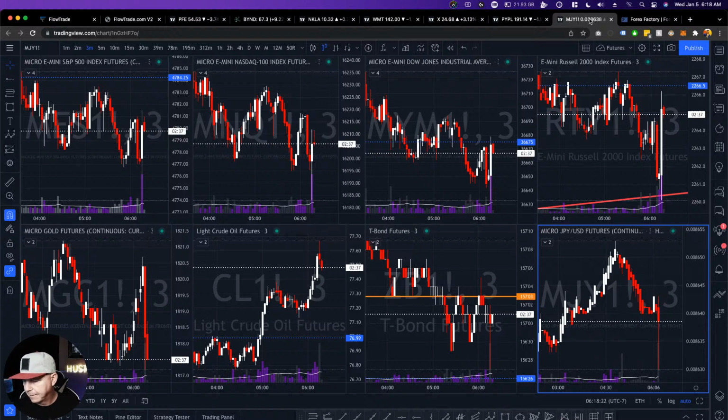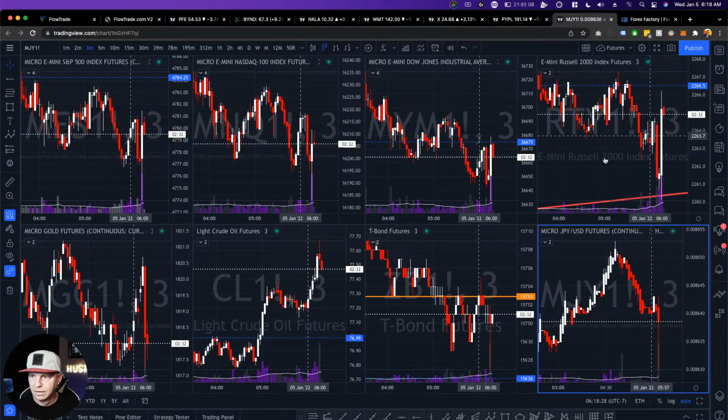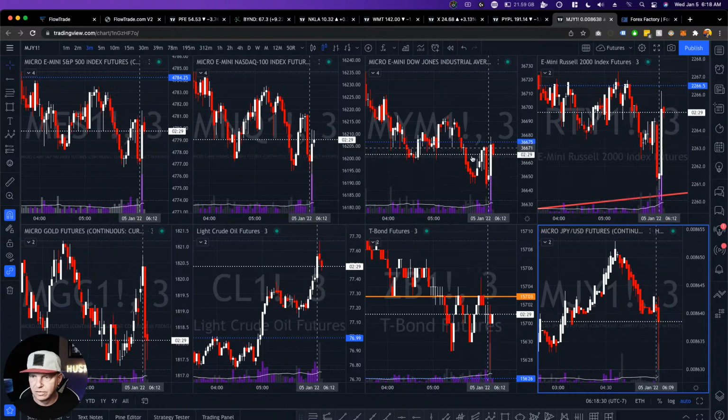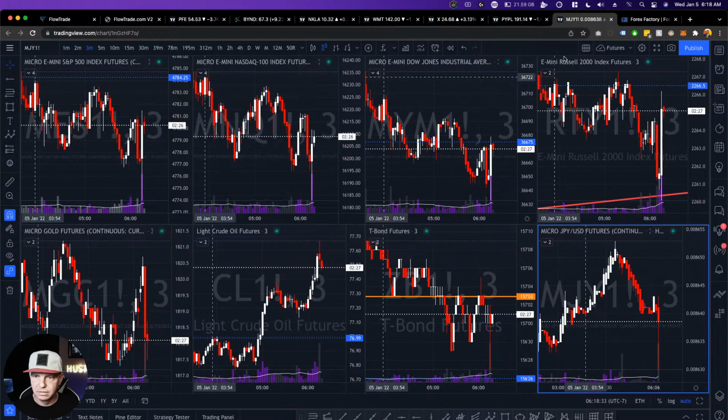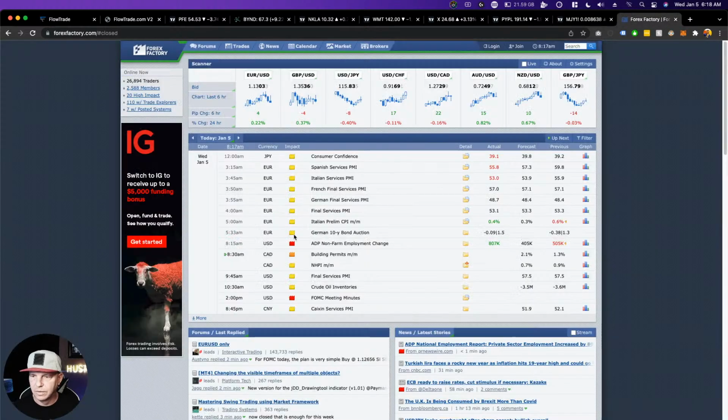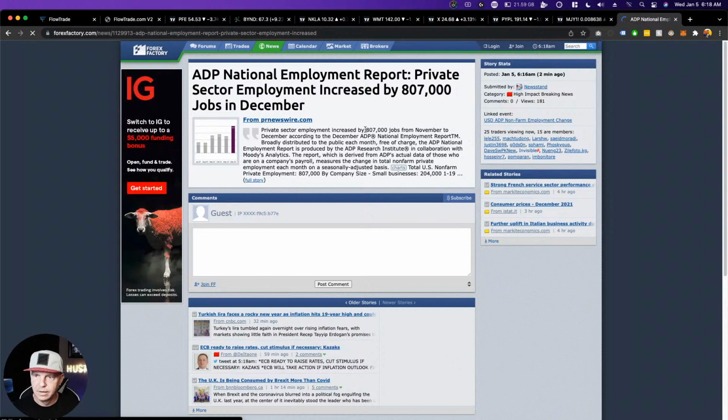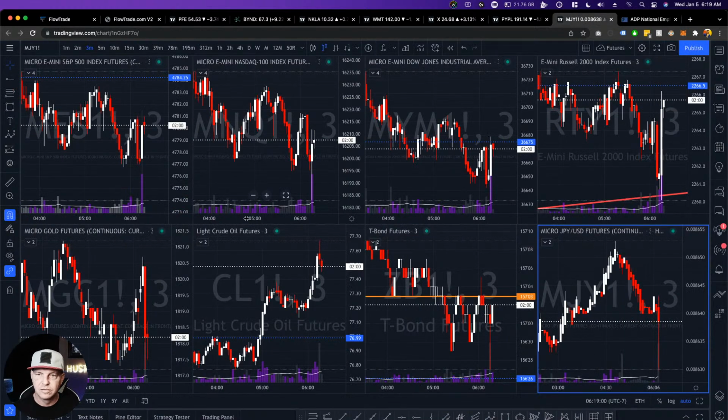And I'm not prepared to get a hold of these pre-market rips. The Russell loved that. The Dow's liking it. Yeah, those are good numbers. So what does the non-farm payroll mean, right? Private sector employment increased 800,000 jobs from November to December, according to ADP. That's huge, right? That means the economy should be recovering. That's big news. It's high impact. It's gonna move the market. So let's get ready for it, shall we?